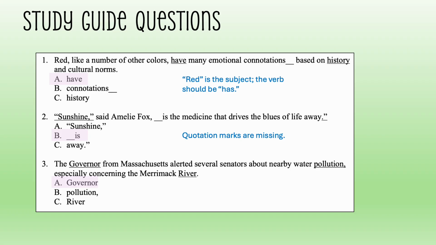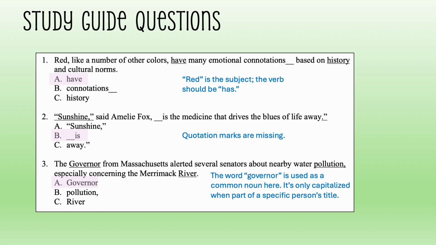And then number 3, "The governor from Massachusetts alerted several senators about nearby water pollution." The problem here is "governor," and it's a problem with capitalization, because when you have words like governor, president, senator, congressperson, if they are not part of a person's specific title, they are considered common nouns. They are proper nouns when they are part of a title. So in number 3, the governor is not named. It just says the governor from Massachusetts. And because it's not a specific title, it needs to be lowercased. Lowercased g. That's why that's a problem.